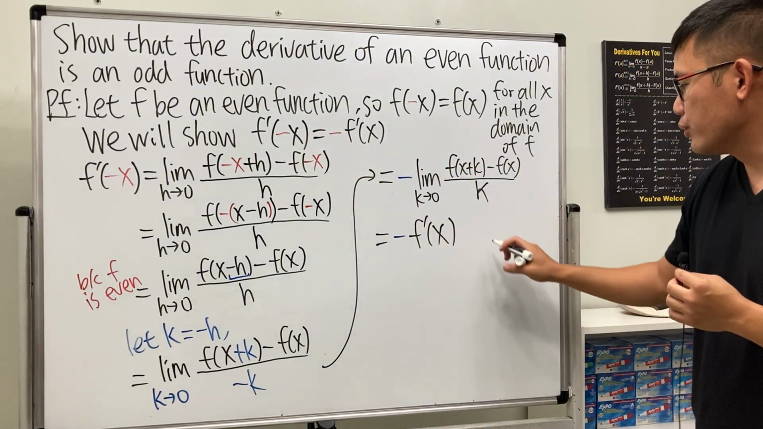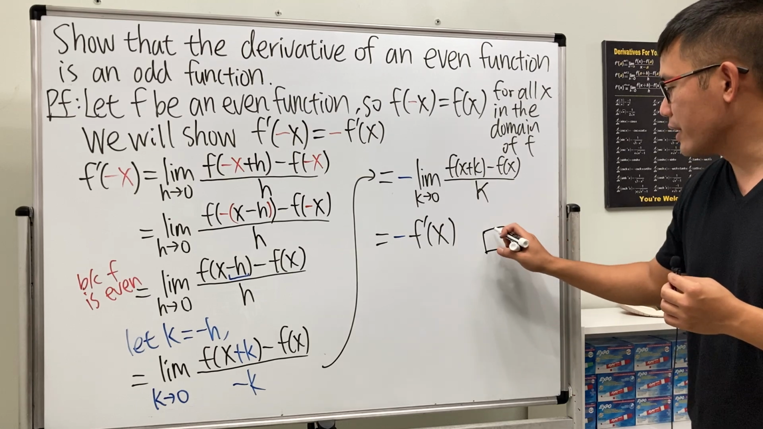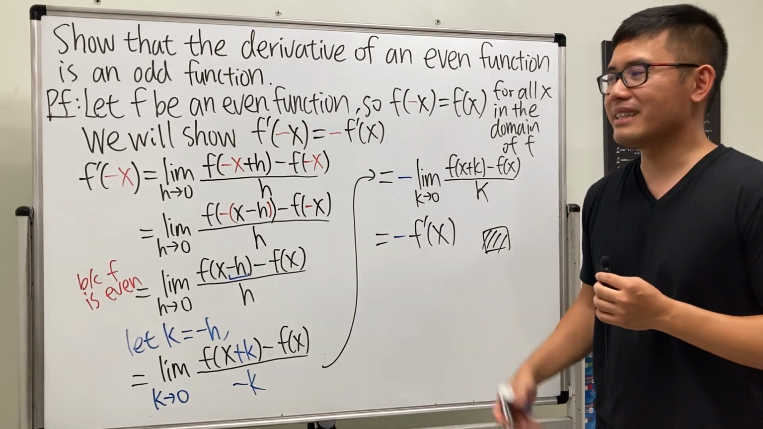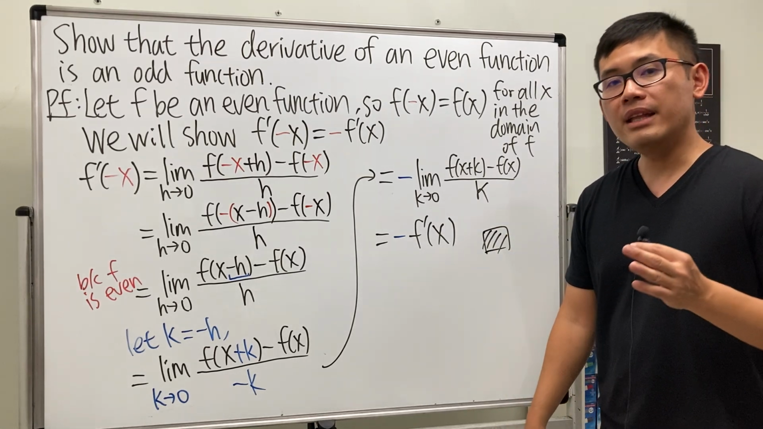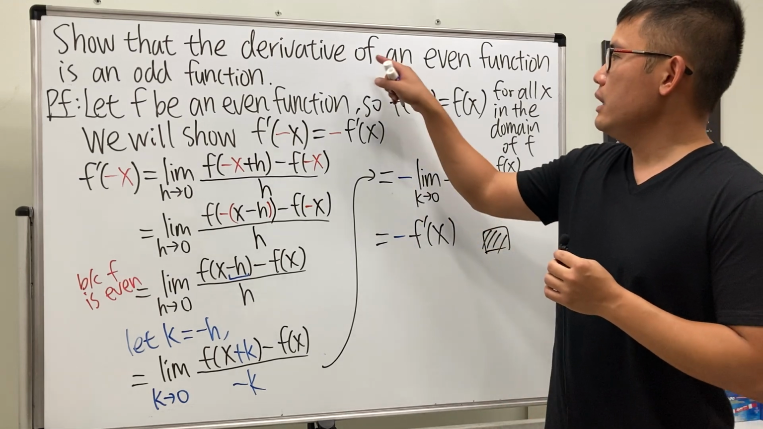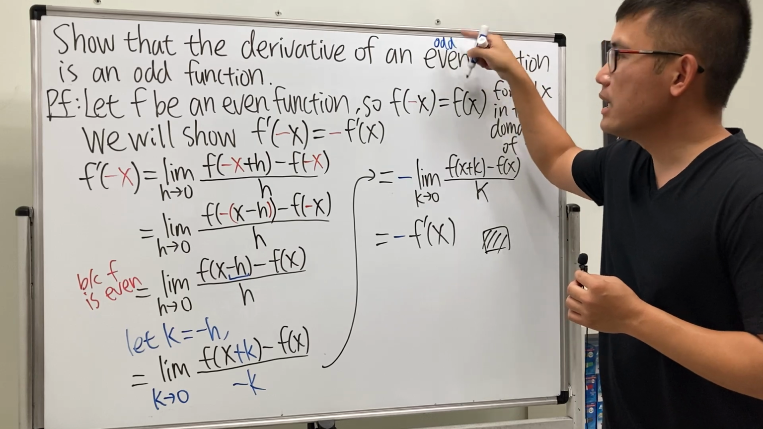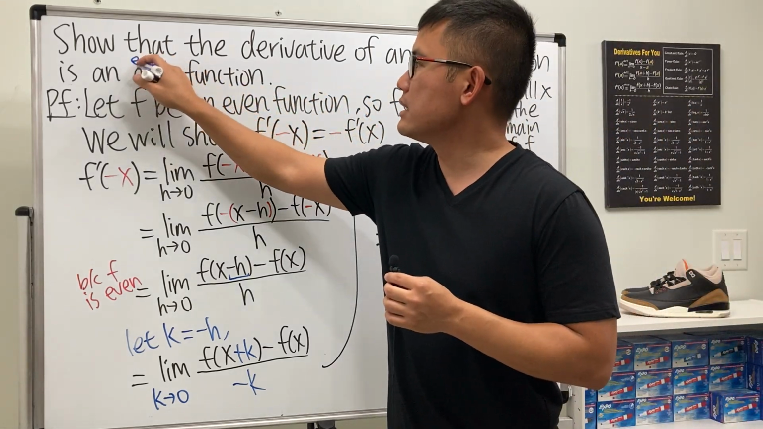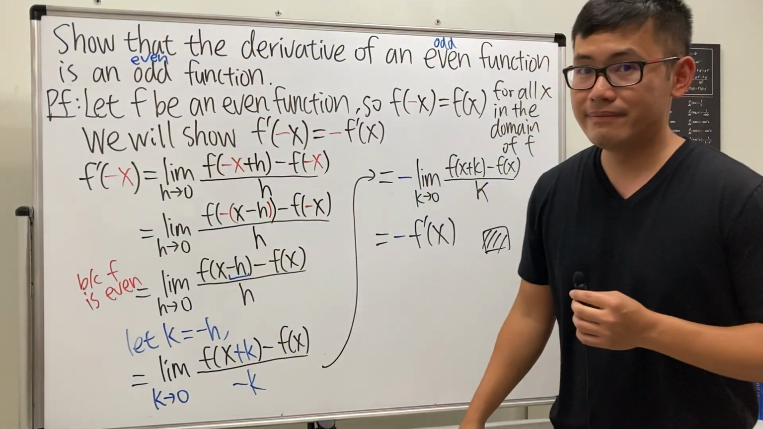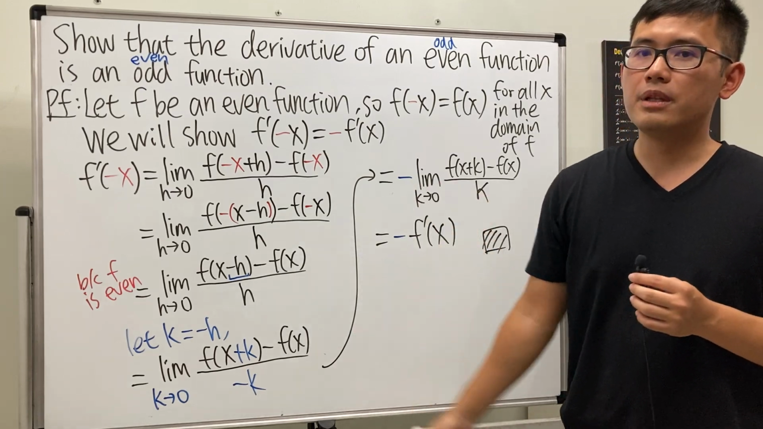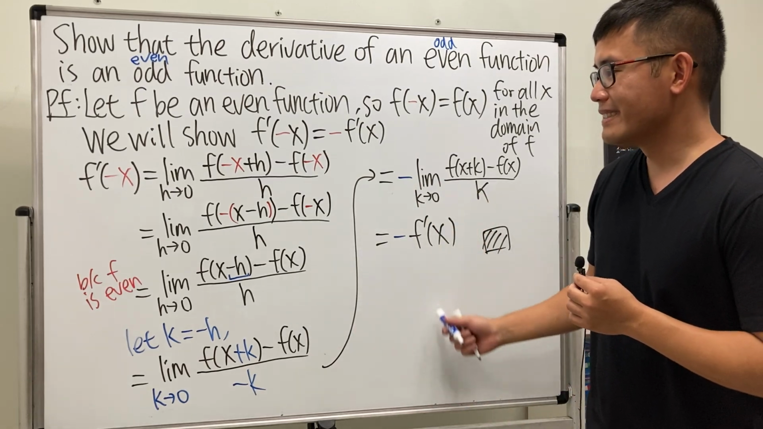And since this is a proof, what we do is we draw a box right here and we shade this in, meaning that the proof is done. And in fact, you can also show if the original function is odd, if you replace this with odd, then you can show that the derivative is even by doing the same thing. So that will be the practice for you guys, right? That's it.